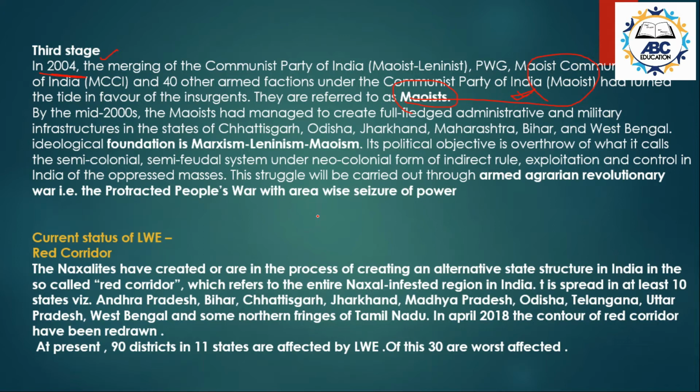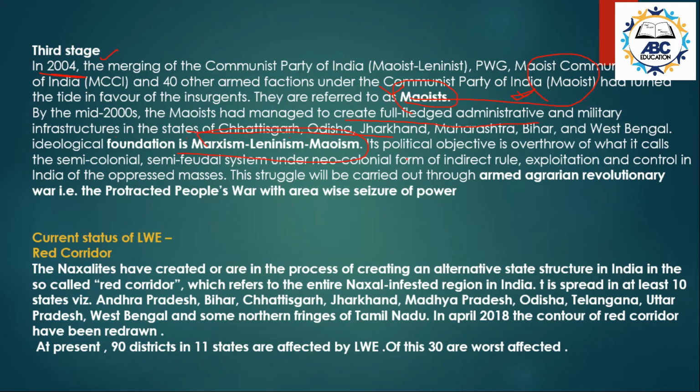All the insurgents just merged themselves under just one party, just one umbrella organization, which was ultimately named as Communist Party of India, Maoist. Okay, now since then what is there? Now this is just one party, and now they have managed to create full-fledged administrative and military infrastructures in the states of Chhattisgarh, Orissa, Jharkhand. इन सारे states में उन्होंने अपना एक full-fledged setup कर लिया है, ठीक है. And their ideological foundation as a whole is now Marxism, Leninism and Maoism.